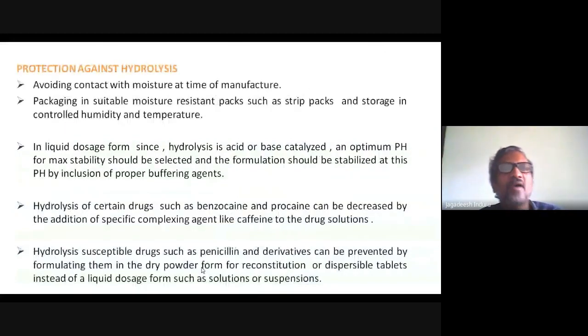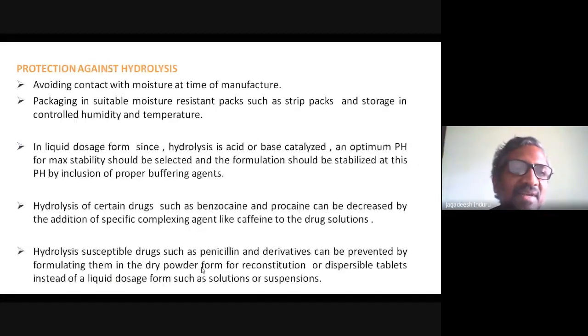Now we are going to see how to protect against hydrolysis, because we are studying the shelf life. You may feel that my shelf life is very less and I cannot launch the product. Then what can you do? You cannot change your drug, because the drug is already fixed to treat the disease. You want to launch your product by any means, otherwise your competitor will launch one by applying the knowledge and doing the research.